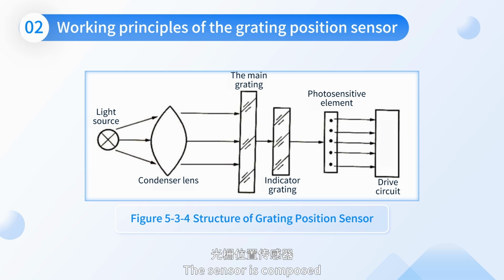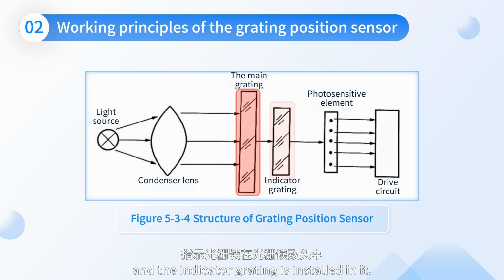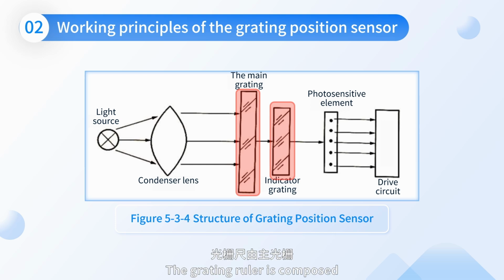The sensor is composed of the main grating part and the grating reading part. The main grating is generally fixed with the measured object and moves with the measured object, while the grating reading part is installed on the fixed part, and the indicator grating is installed in it. The grating ruler is composed of a main grating and an indicator grating. The former is long, while the latter is short.